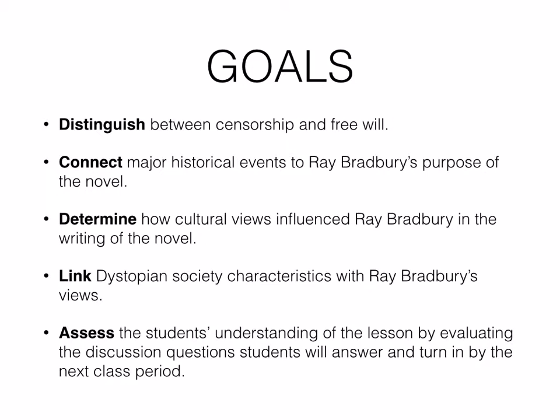In teaching this lesson, I would start off by making sure that the goals of the lesson were clear with the students. That we needed to distinguish between censorship and free will. We need to connect major historical events to Ray Bradbury's purpose of the novel. Determine how cultural views influenced Ray Bradbury in the writing of the novel. Link dystopian society characteristics with Ray Bradbury's views. And finally, assess the students' understanding of the lesson by evaluating the discussion questions students will answer and turn in by the next class period.